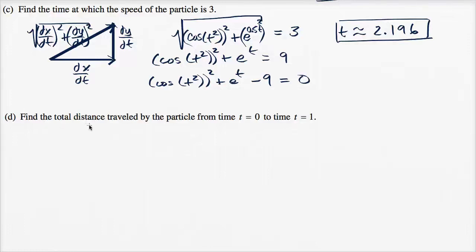Find the total distance traveled by the particle from time t equals 0 to t equals 1. Now let's remember, they didn't say find the total displacement. They said find the total distance traveled by the particle. So if something goes to the right by 1 and then goes up by 1, their distance is 2.